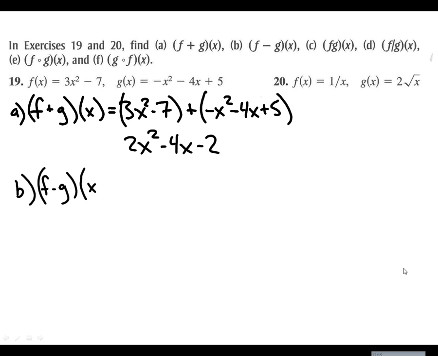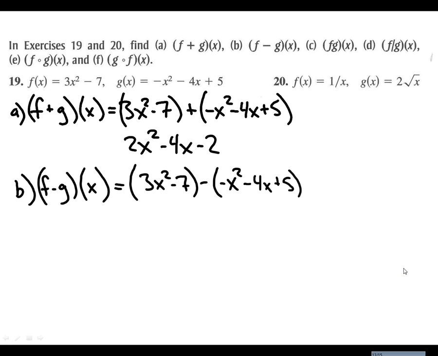And here's where it really comes in handy to put those parentheses around, because we're going to distribute our negatives. So this becomes minus negative x becomes plus x, 4x squared, minus negative 4x becomes plus 4x, and then we're going to minus 5 more. We're going to get minus 12.